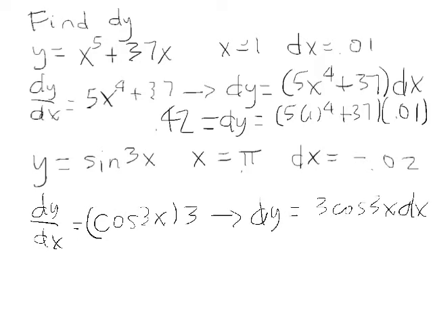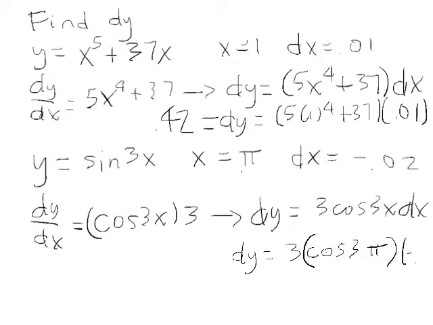And then, oh, by the way, x is pi, dx is negative 0.02. So we just substitute those in. And we're going to say that dy equals 3 times cosine of 3 pi times dx, which is 0.02. When you punch this into your calculator, we know the cosine of 3 pi is negative 1 times the 3, but you might want to double check yourself and make sure that you're right. You should end up with 0.06.